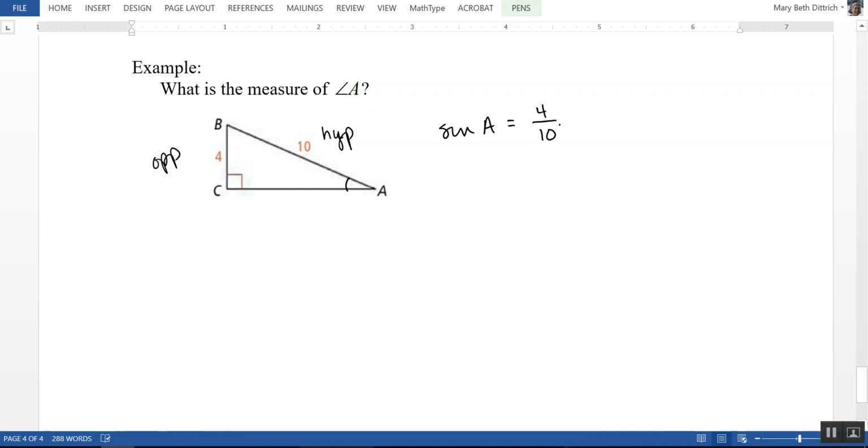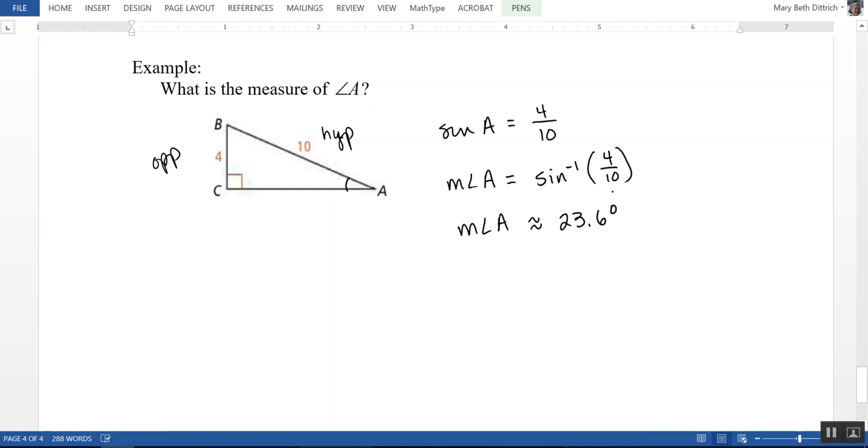Now recall from geometry that when we want to find the measure of an angle and we're given in a right triangle the length of two sides, we use the inverse of the trig functions. So from here I can say that the measure of angle A is equal to the inverse sine of 4 over 10. Or in other words, what angle is it that has a sine of 4 over 10? You can punch this into your calculator. Recall that what looks like sine -1 or inverse sine is actually second sine, and I get that the measure of angle A is approximately equal to 23.6 degrees.